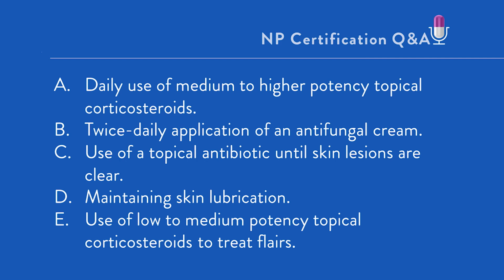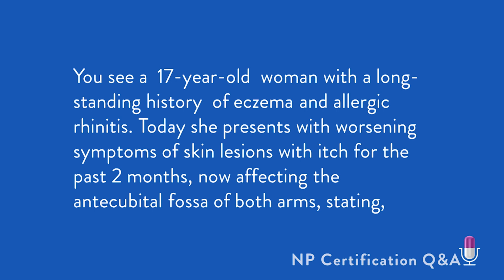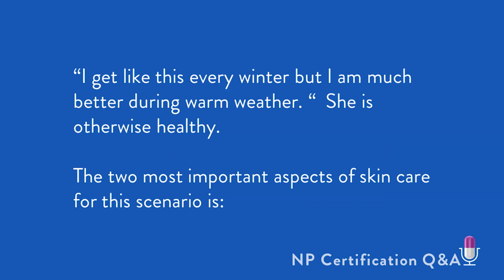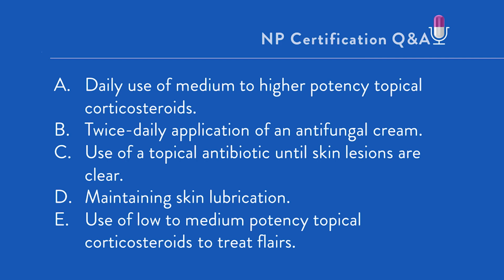So let's look at the question and the options offered. You see a 17-year-old with a long-standing history of eczema and allergic rhinitis. Today, she presents with worsening symptoms of skin lesions with itch for the past 2 months, now affecting the antecubital fossa, and stating, I get like this every winter, but I'm much better during the warm weather. She's otherwise healthy. The two most important aspects of skincare in this scenario is A, daily use of a medium to higher potency topical corticosteroids.